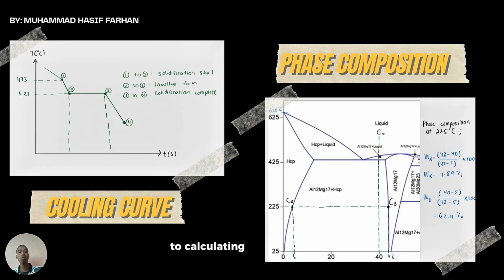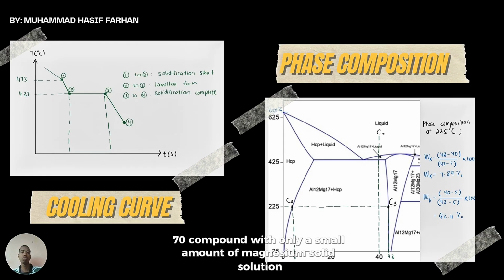To calculate the weight of beta using the same method, we find that the majority of the material, about 92.11%, has transformed into the beta phase. In summary, this calculation proves that at room temperature, this specific alloy is mostly made of the Al12Mg17 compound with only a small amount of magnesium solid solution.